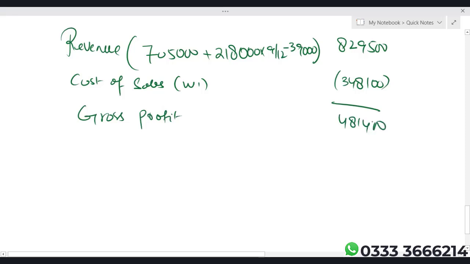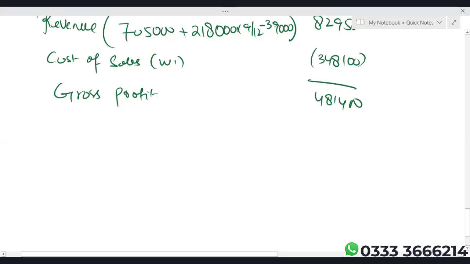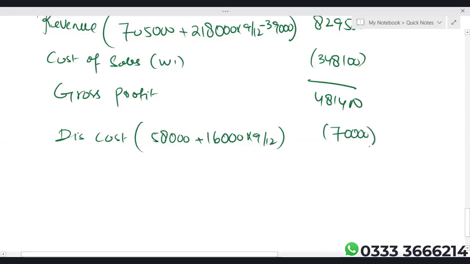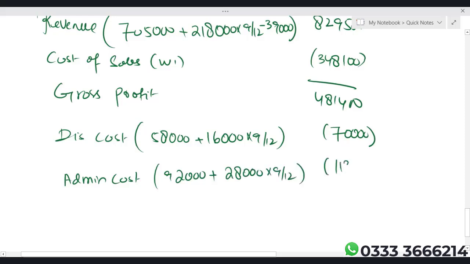4,81,400. Distribution is straightforward: parent plus subsidiary 9 by 12. Distribution cost: parent is having 58,000, subsidiary is having 16,000, but 9 months because the post-acquisition period is 9 months. Admin, again the same thing. Admin expense: 92,000 is parent, 28,000 is subsidiary, but 9 by 12. 1,13,000.